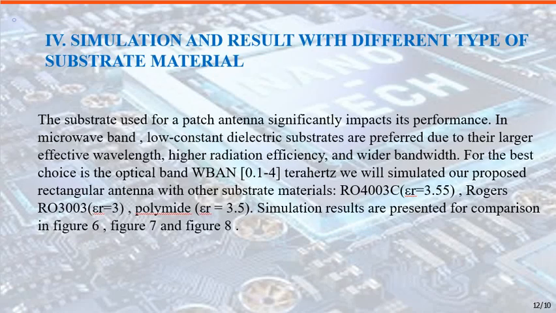Simulation and results with different types of substrate material. The substrate used for the patch antenna significantly impacts its performance. In the microwave band, low dielectric constant substrates are preferred due to their larger effective bandwidth, high radiation efficiency, and wide bandwidth. For the best choice in the optical band, wireless body area network 0.1 to 10 terahertz, we will simulate our proposed rectangular antenna with other substrate materials: Roger 403C, Roger 3003, and polyimide. Simulation results are presented for comparison in figures 6, 7, and 8.